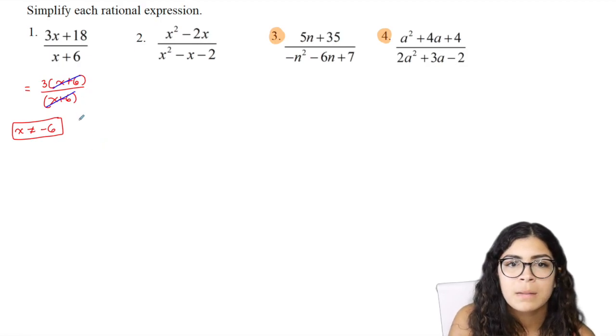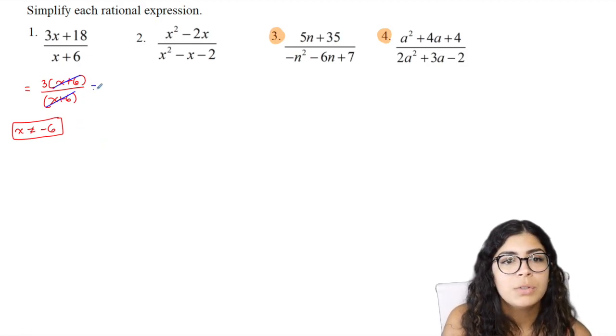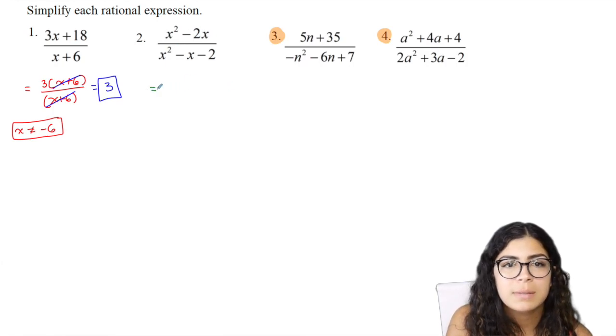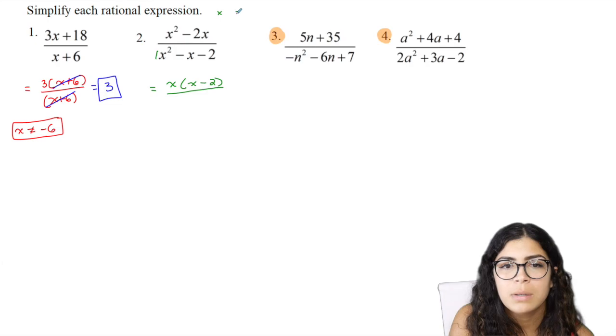Okay, let's try another one. So let's factor the numerator on this one. We can factor out x. That would give me x minus 2. In the denominator, this is a trinomial. So I'm going to multiply to negative 2, adds to negative 1. So that would be negative 2 times 1 and negative 2 plus 1. So this denominator will factor into x minus 2 times x plus 1.